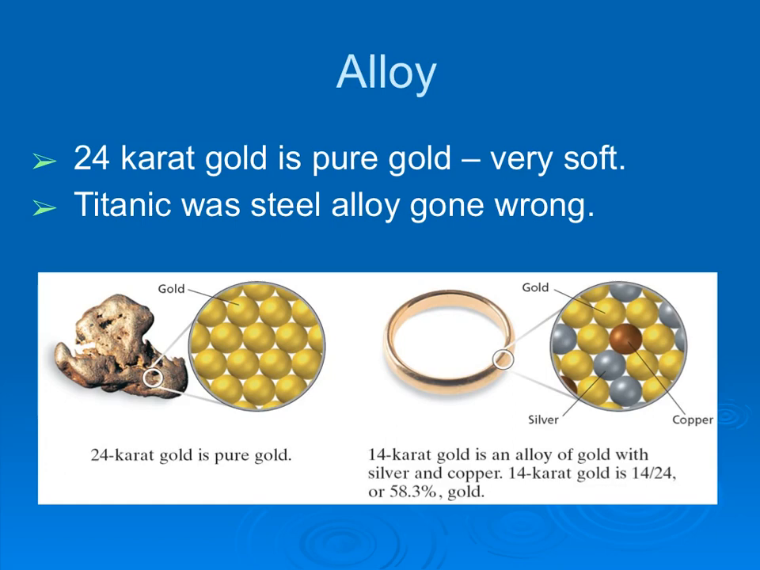So gold, for example, when we talk about carats, you've probably heard that before, is an alloy of gold that's a mixture with silver and copper to give it some of that hardness, to give it that strength, so it isn't so soft.